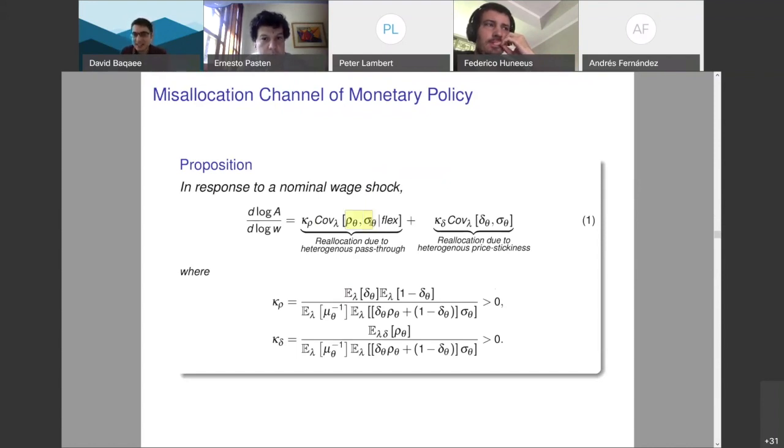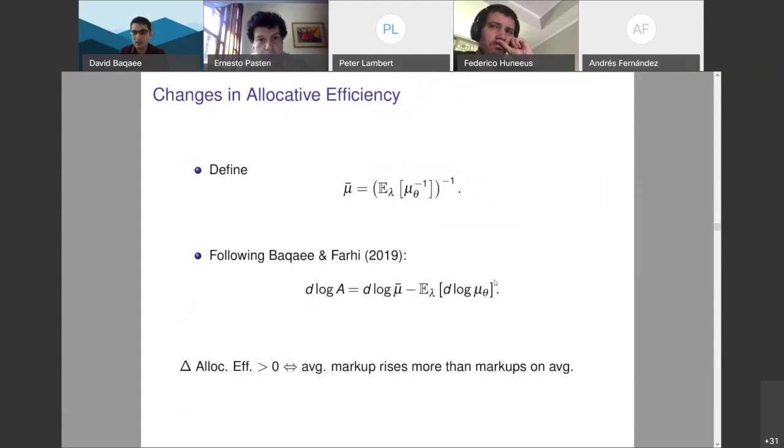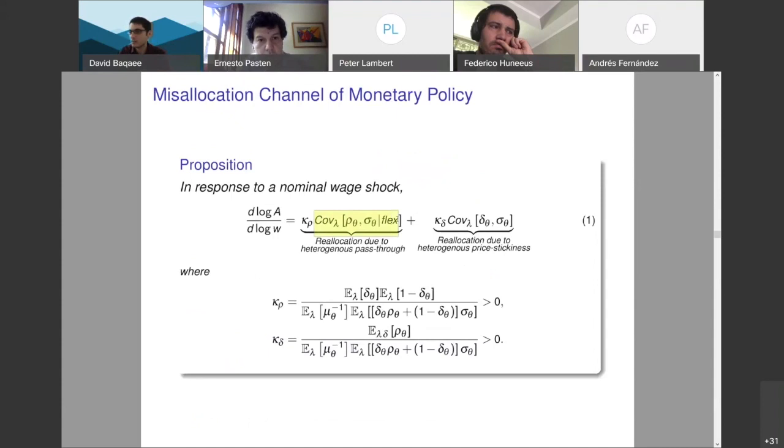And this is exactly the empirical thing that we saw in Amiti et al., right? In these estimates, it's the large firms that have the high markups that are the ones with the low pass-throughs. So this is sometimes called Marshall's second law of demand. And under Marshall's second law of demand, this term is positive. Okay? So this is the first mechanism that could be causing an improvement in productivity. It is reallocation due to heterogeneity in desired pass-through.